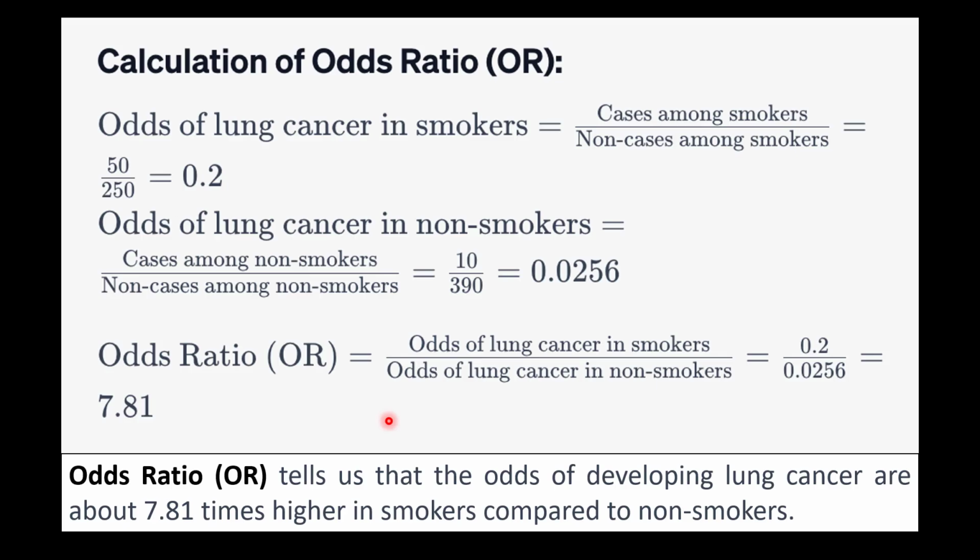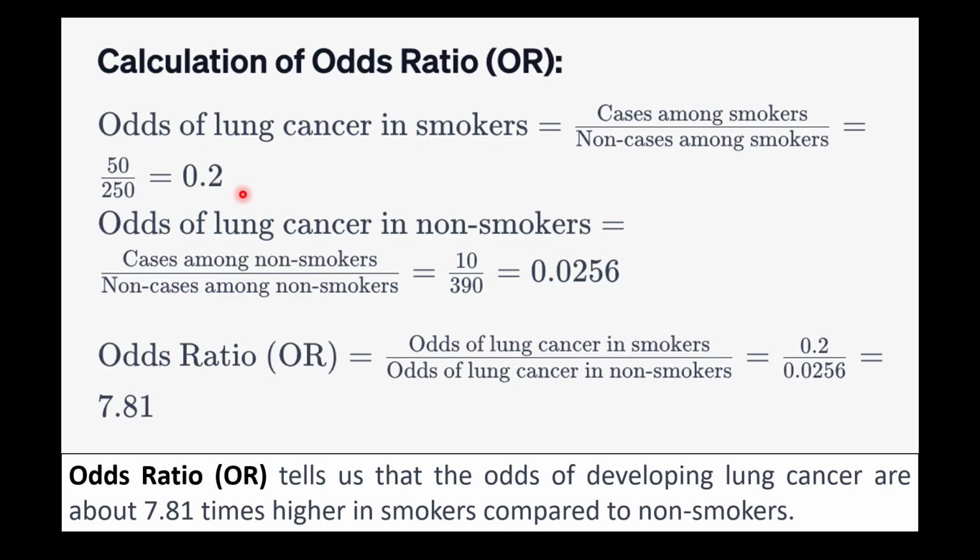So let's calculate the odds ratio. The odds ratio, as I told you, it is for the case control study. So it starts with the disease, with the outcome. So you will see here odds ratio. Odds ratio means that I will calculate two odds and take the ratio between them. So what are the two odds I will calculate? The odds of lung cancer in smokers to the odds of lung cancer in non-smokers.